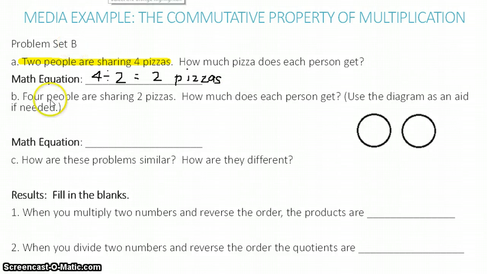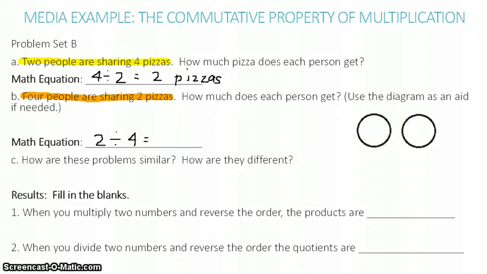Now in the next example, 4 people are sharing 2 pizzas. So we have similar numbers, but the order is reversed. So we have 2 pizzas that we want to share equally among 4 people. Now we haven't done a problem like this yet, where our dividend is smaller than our divisor. So we're going to look at a picture.